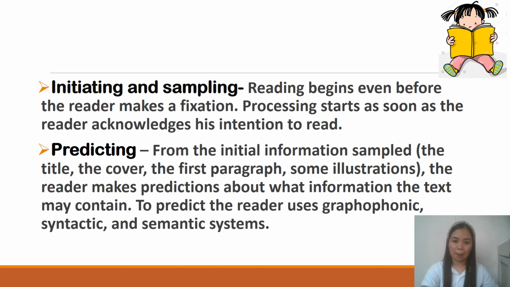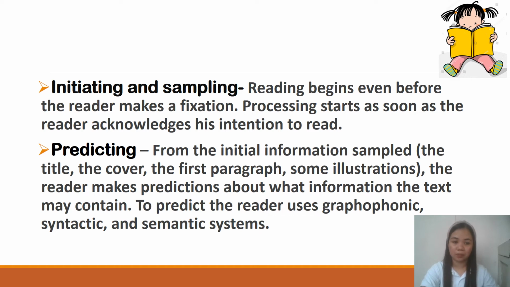Initiating and sampling. Reading begins even before the reader makes a fixation. Processing starts as soon as the reader acknowledges his intention to read. He shows initiating behavior by reading the title of the text and looking at the upper left-hand corner of the page to sample the print. Most likely, he will ignore much of the title page and publication information because he knows this is not necessarily intended for him.